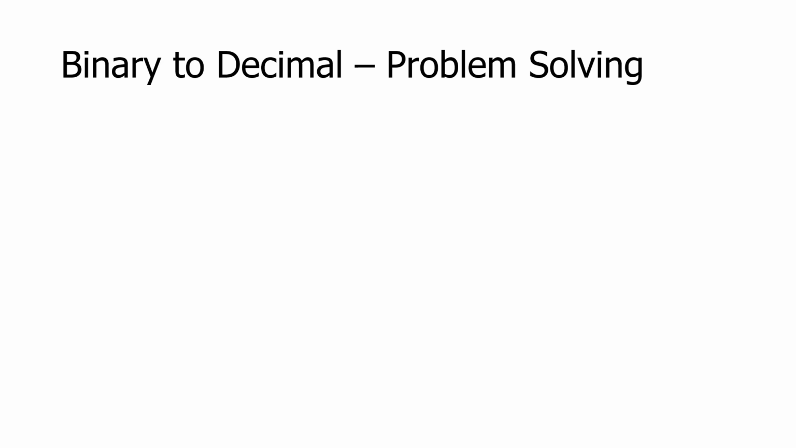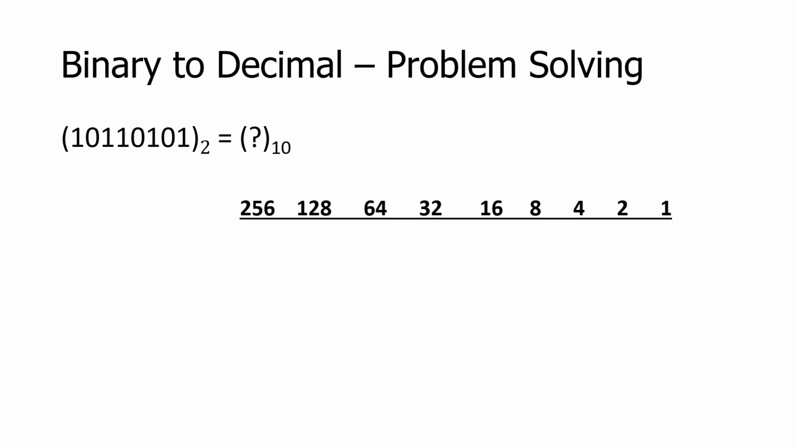Let's see the next problem. I'm having 10110101. I want to get the decimal number. So I can write down the formula 1, 2, 4, 8, 16 and so on. And I can place the number as it is just below this formula. Since I'm not using 256, I can cross it out. And wherever 1 is there, I have to add them. That is 128 plus 32 plus 16 plus 4 plus 1.